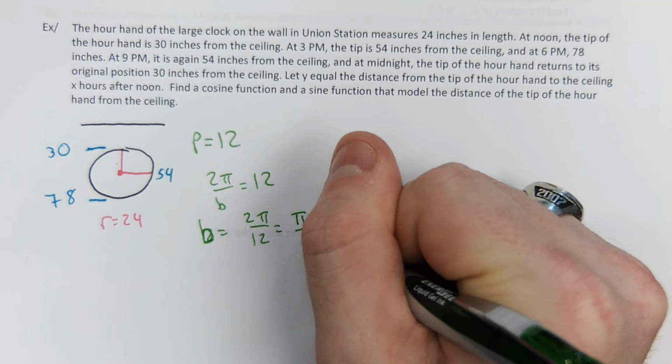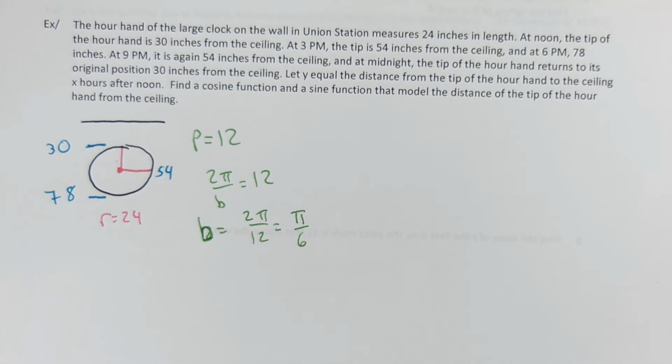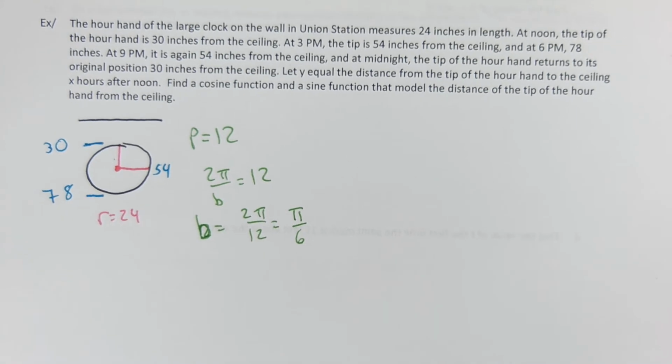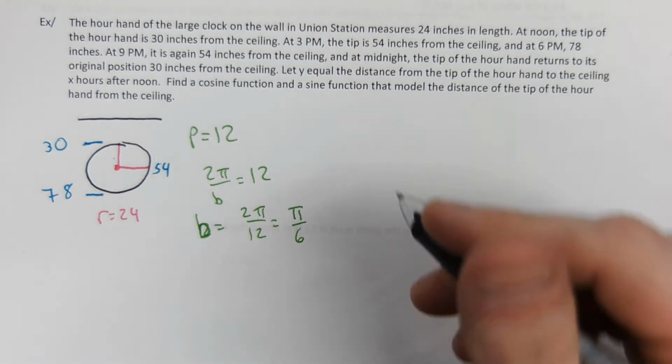There, B is pi over 6. And then we are ready to get what? No, because our y values will be distances from the ceiling, so we can allow them to be positive numbers. It's 30 inches from the ceiling, 50 inches from the ceiling.